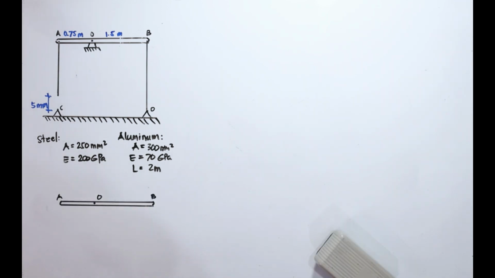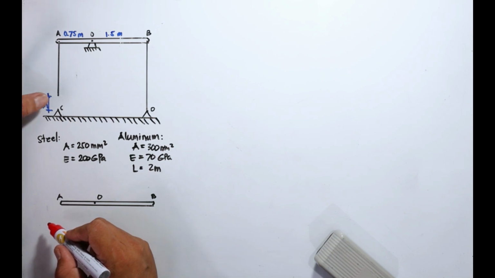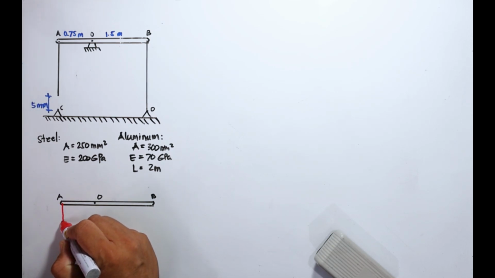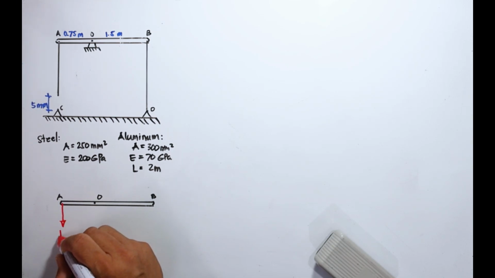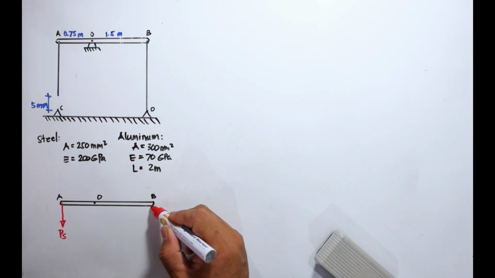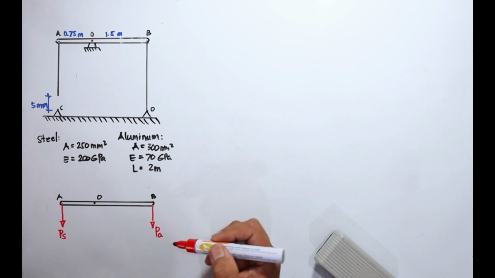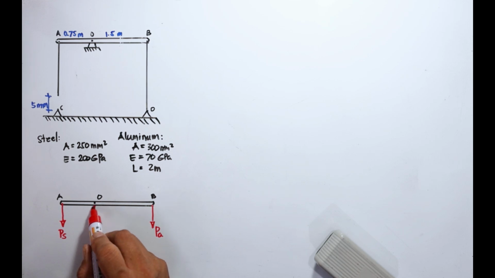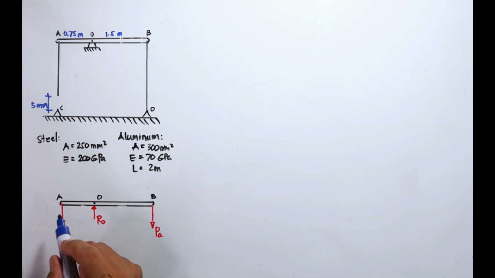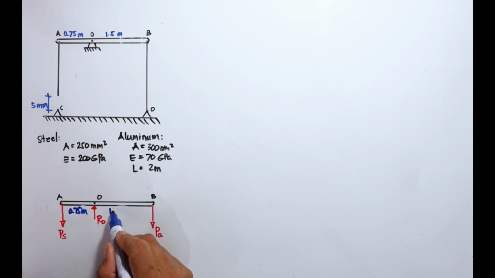Okay, so this is the free body diagram of bar AB. So what are the forces acting on bar AB? If the steel is going to be connected to point C, that means there's a pull here, a tensile force. Let's call that P sub S. And if the bar is free to rotate at O, then there's also another pull here, a tensile force for the aluminum. And then we have the reaction here. Let's call that R sub O. So this is given 0.75 meter. This one is 1.5 meters.